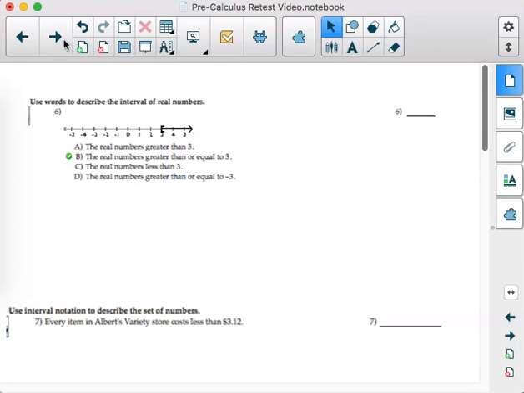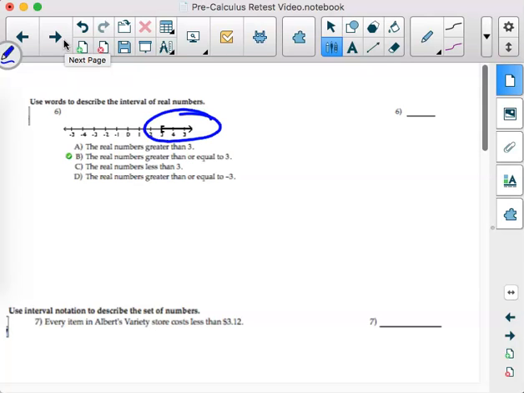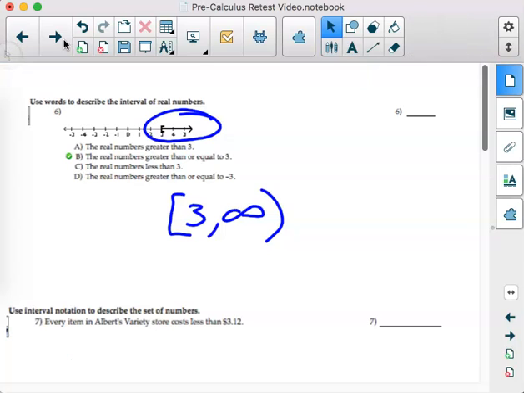Now, number 6 says use words to describe the interval of real numbers. And I can see from the square bracket and the arrow up there that we are talking about the numbers from 3 on to infinity, but now I need it in words. So that's going to be the real numbers greater than or equal to 3 that make that happen.